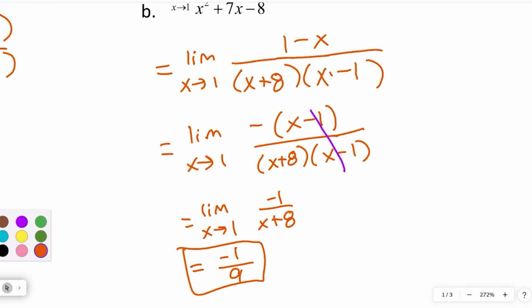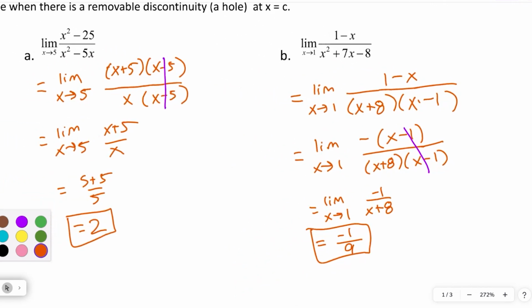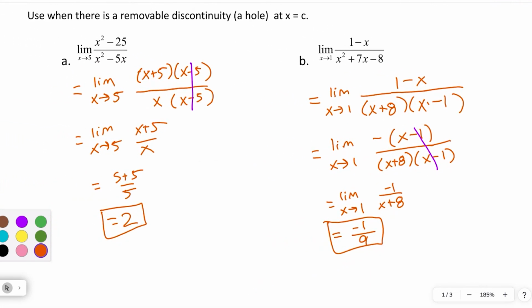Any questions about factoring and canceling? I know factoring is a skill that kind of comes and goes. Yeah. On the AP test, do we have to write the whole entire equation of what the limit approaches? Like, do you have to write this thing as your final answer? Like down here? No.